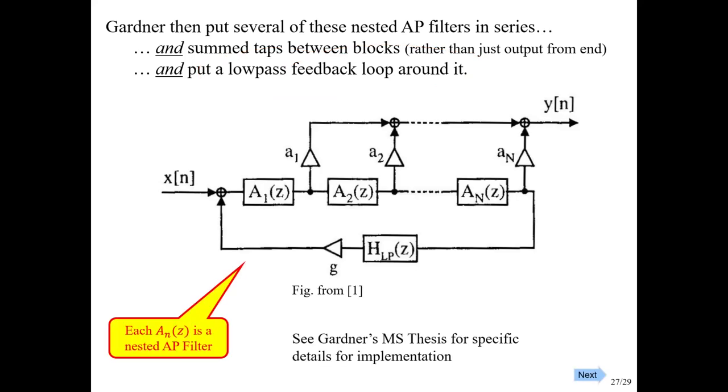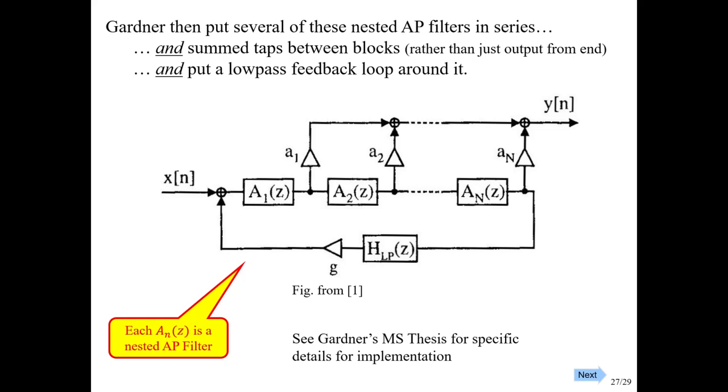He's going to put several of these nested all-pass filters in series. I'm not even sure if he hung some comb filters out in front. Maybe he didn't. I can't really remember. But then we're going to sum the taps between the blocks, not just take the output from the whole end as our output. We're going to go back inside in between each of those cascaded nested all-pass filters, tap that out and add them together. And let's just put a low-pass feedback loop around it to get some frequency dependence.